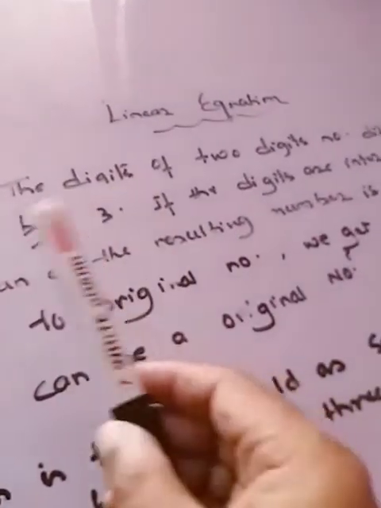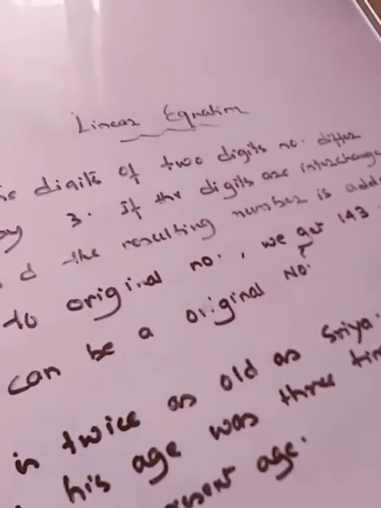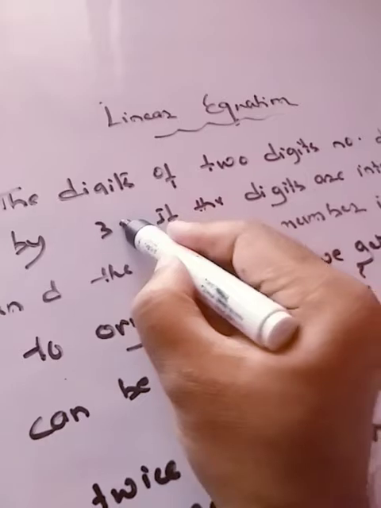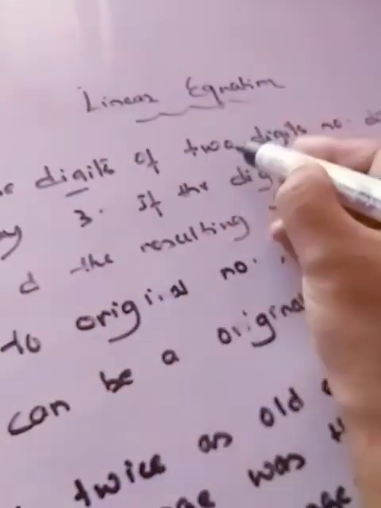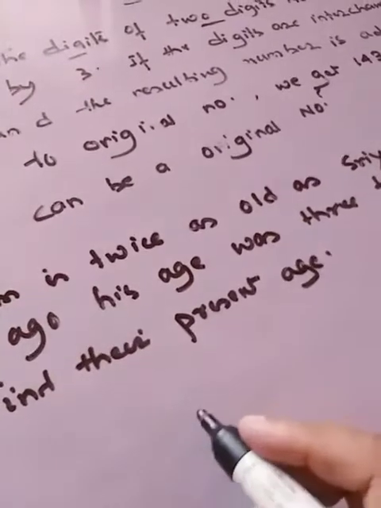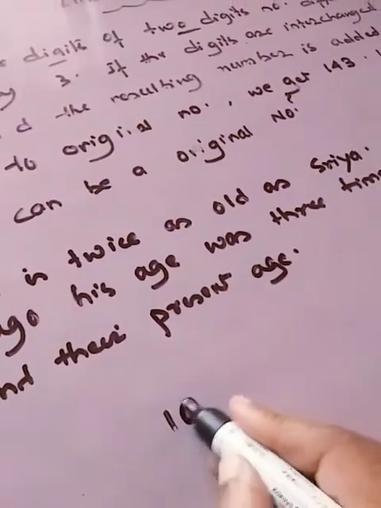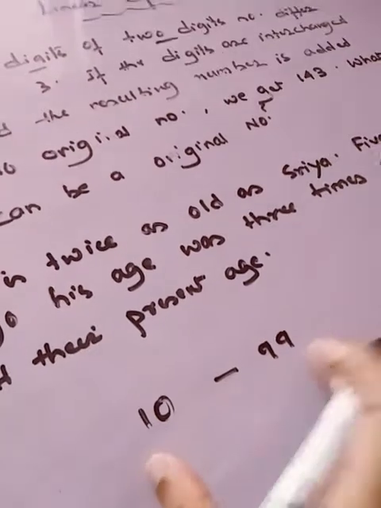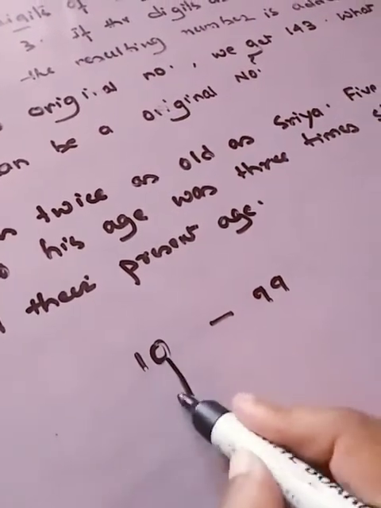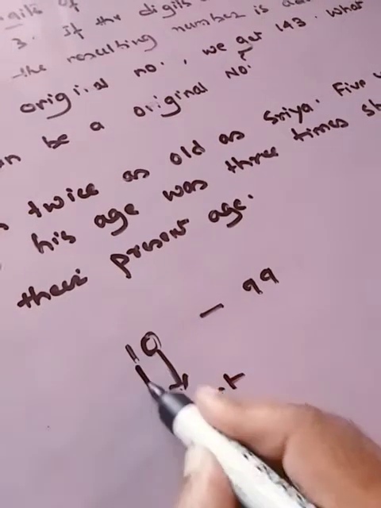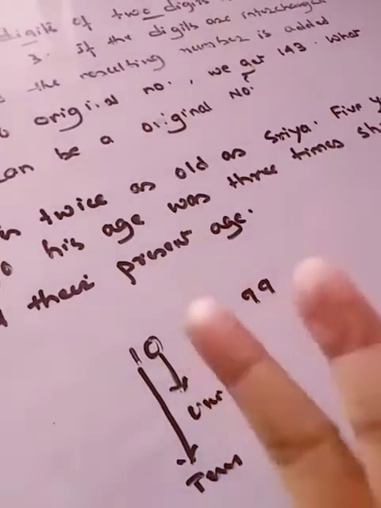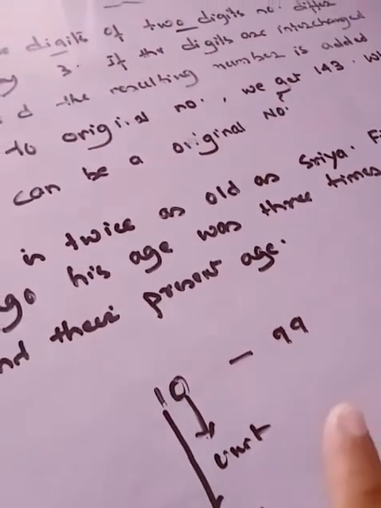The first sum is: the digits of a two-digit number differ by 3. You have to consider the first line very properly. First, let us have some conception of two-digit numbers. Two-digit numbers start from 10 to 99. In a two-digit number, there are two types of digits: one is the unit digit and the other is the tens digit. So a two-digit number is a combination of unit digit and tens digit. I think you are clear now.